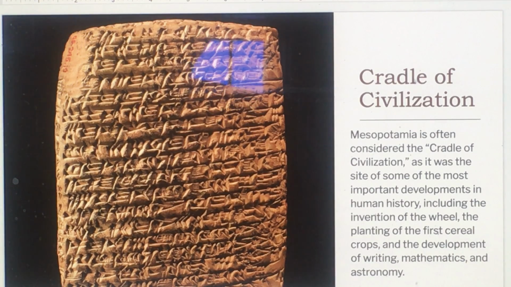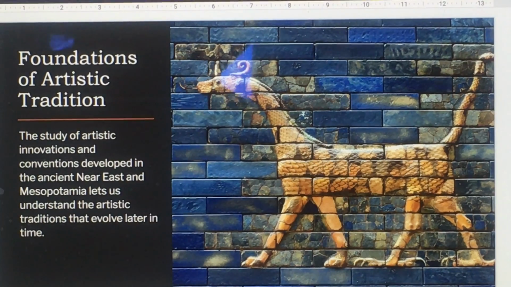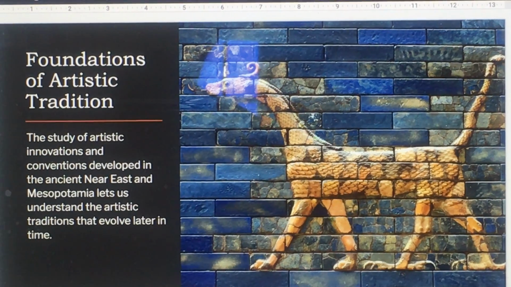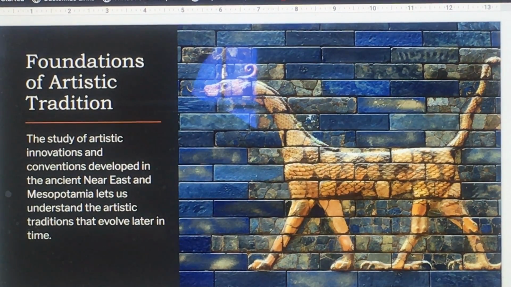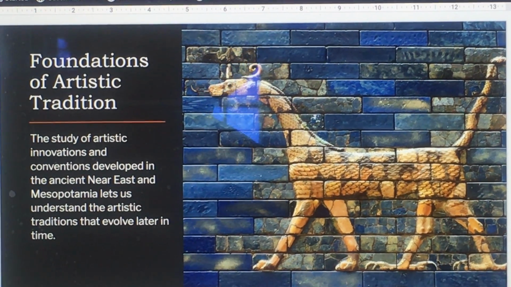The Cradle of Civilization. So Mesopotamia is often considered the cradle of civilization, as it was the site of some of the most important developments in human history, including the invention of the wheel, the planting of the first cereal crops, and the development of writing, mathematics, and astronomy. The study of artistic innovations and conventions developed in the ancient Near East and Mesopotamia lets us understand the artistic traditions that evolve later in time.